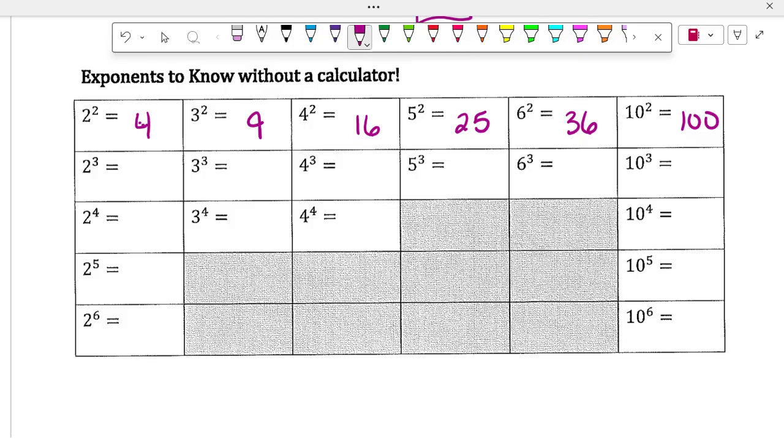Now, the cubes aren't too bad because you just take whatever the number is squared and multiply by another of that number. So 2 cubed would be what? 8. 3 cubed? 27, because 9 times 3. 4 cubed? 64. 5 cubed? 6 cubed? 10 cubed.